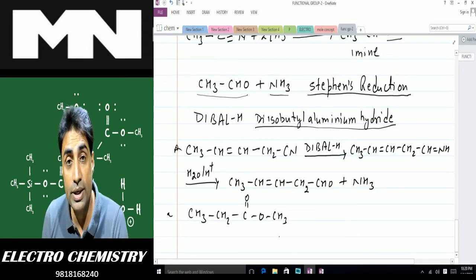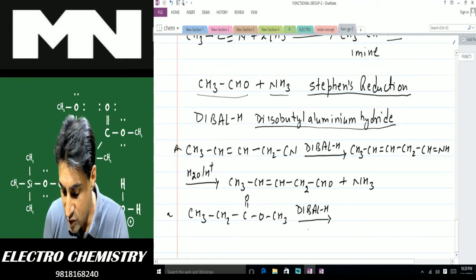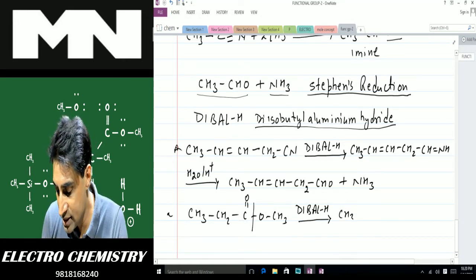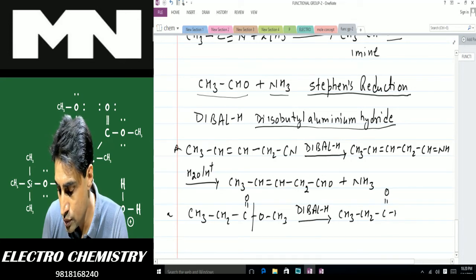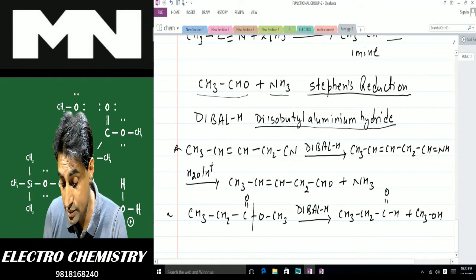Methyl propanoate is what I got. And if I react it with DIBAL-H, it will break the bond from here and will reduce it. I will get CH3CH2CHO, and along with that I will get CH3OH. So this is how it carries out the reduction.